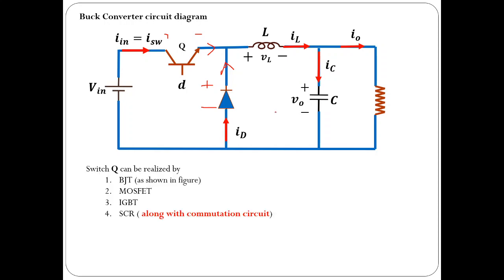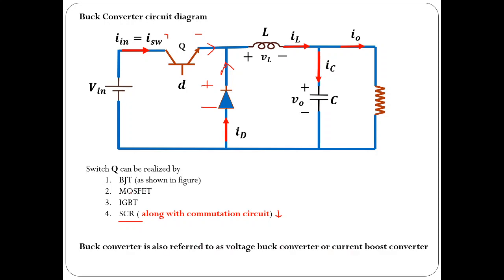Now this Q can be replaced by a MOSFET or IGBT also. In this figure we have used a BJT for simplicity of drawing the circuit, but you can use a MOSFET or IGBT also. An SCR also can be used, but an SCR along with a commutation circuit has to be used. The usage of SCRs is reducing day by day, as SCRs are replaced by IGBTs or MOSFETs nowadays.